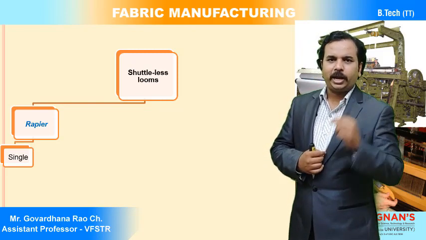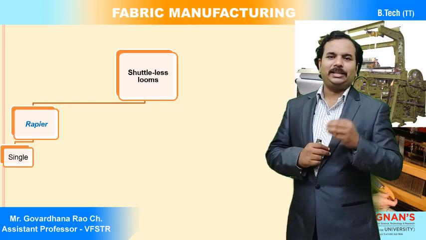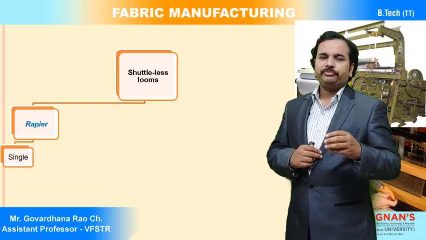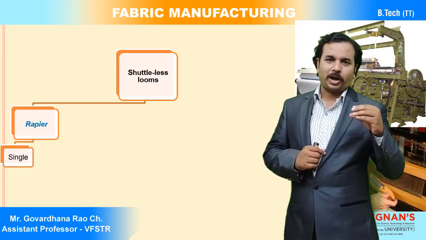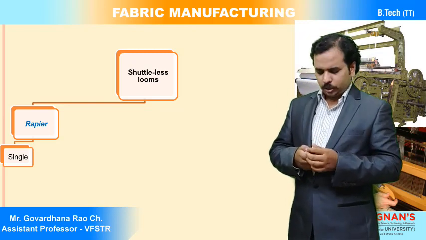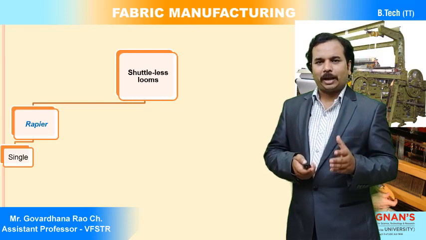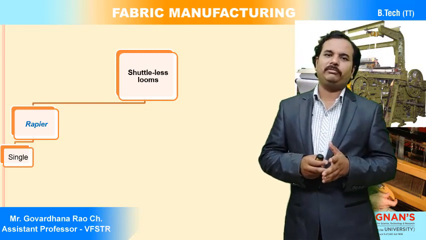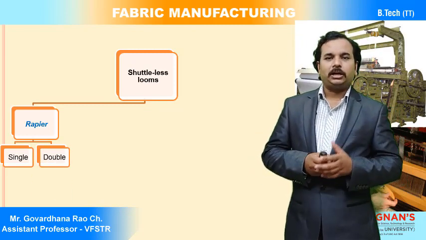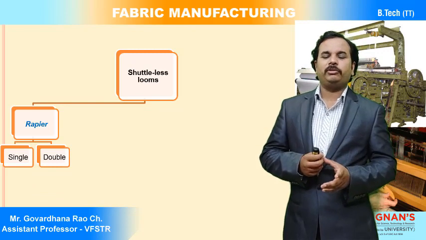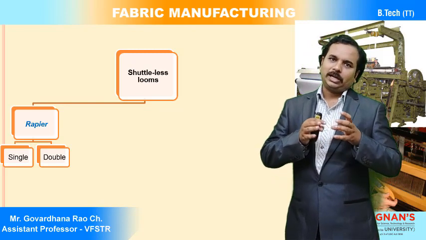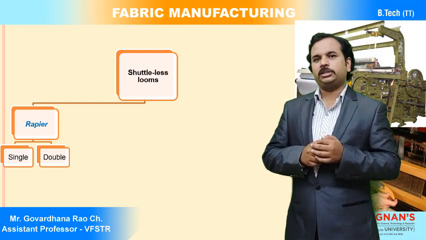So this is how the weft yarn is inserted in shuttleless weaving machines. There is a rapier head which inserts the weft yarn. The element called the rapier holds the weft yarn and inserts it. In rapier weaving machines we have different types, like single and double rapier weaving machines. We will see the sub-classification of these rapier weaving machines in the rapier session.